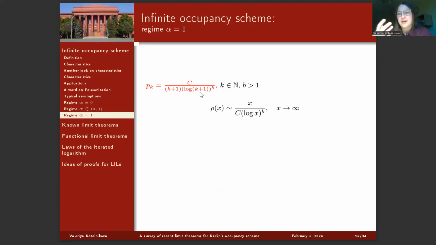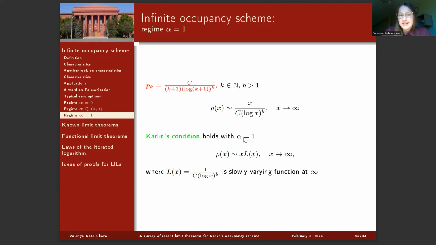Then you cannot compute the counting function directly like in the previous examples, just saying that it's the integer part of something, because you have here the function k times logarithm, for which it is hard to find the inverse function. But by some mathematical manipulations you can prove that the counting function behaves at infinity like this. So in this case, Karlin's condition holds with the index of regular variation equal to 1. So we have x here, and the slowly varying function is 1 divided by the constant and logarithm to the power beta. And it is indeed a slowly varying function at infinity.